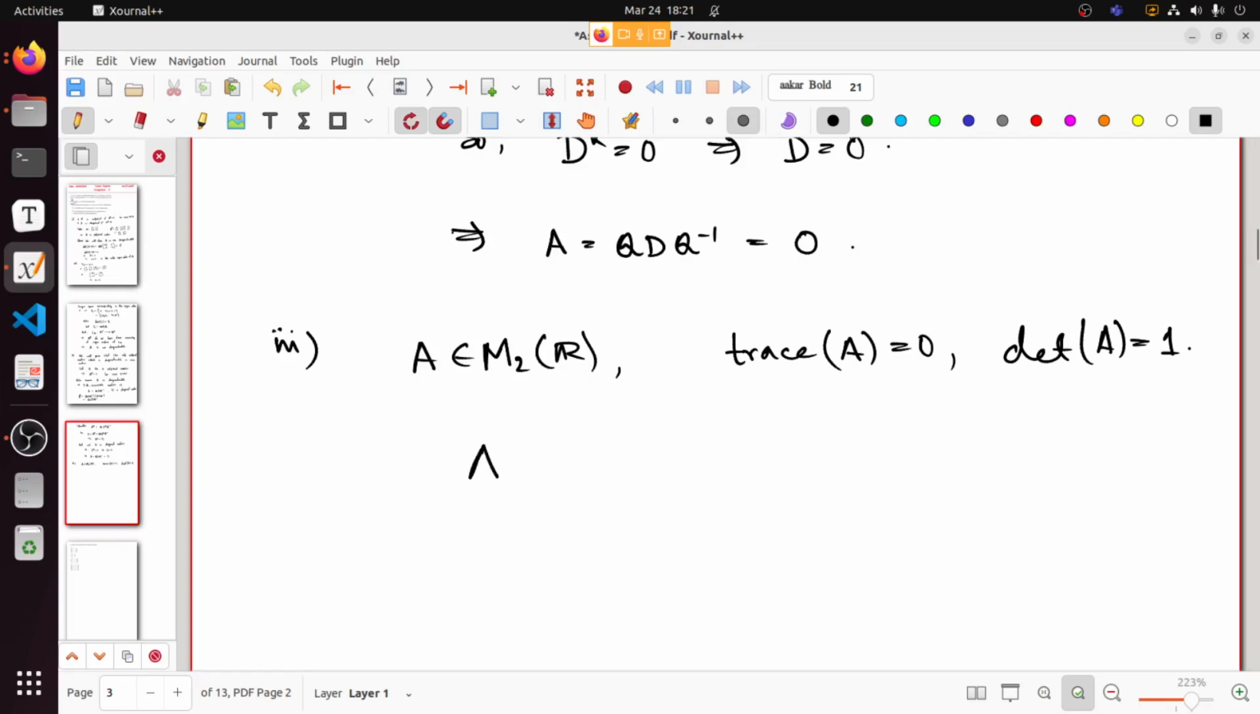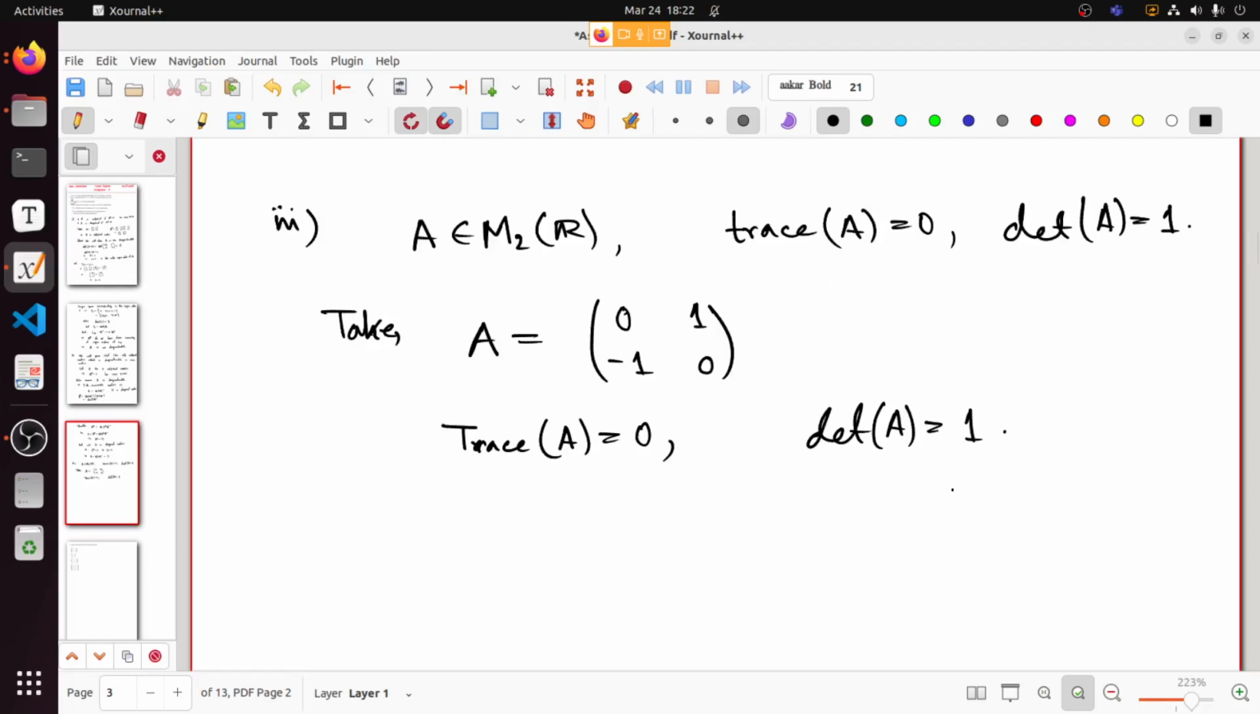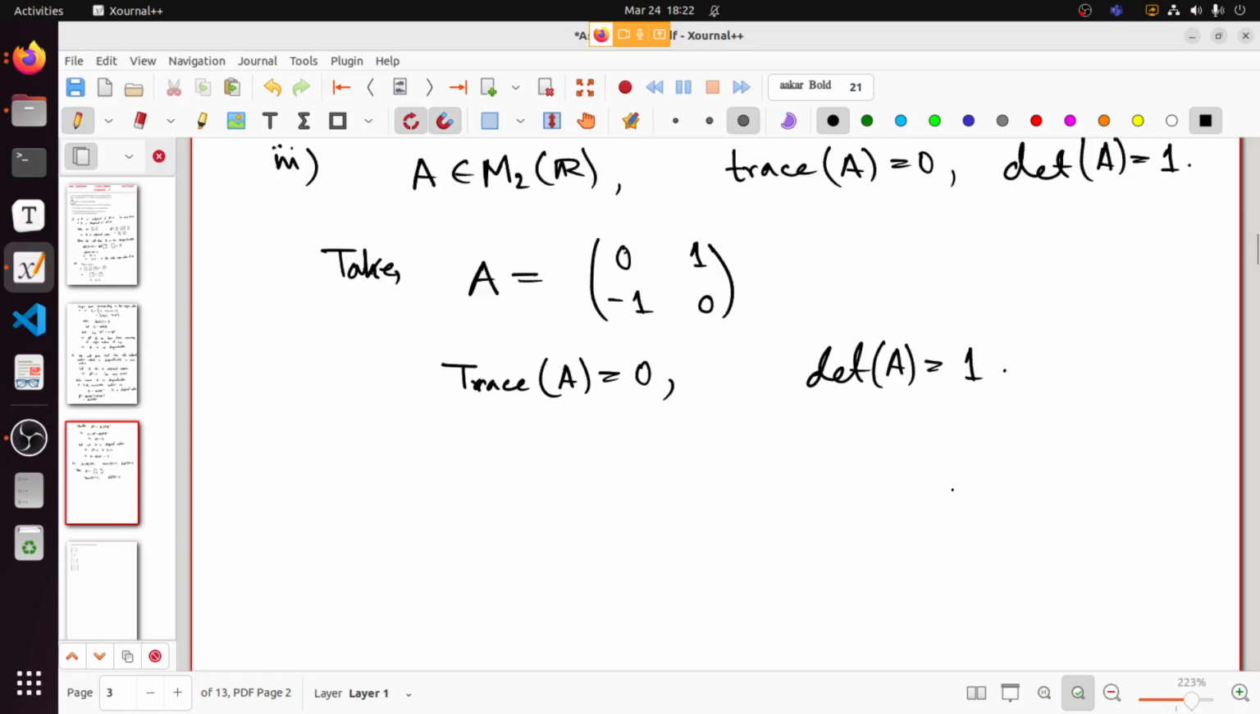So let's take this matrix, A equals 0, 1, minus 1, 0. Note that all the diagonal entries are 0, so trace of A is 0. And what is the determinant? It's 1. Determinant of A is also 1, right? But is this matrix diagonalizable? So let's check that. Compute the characteristic polynomial first.